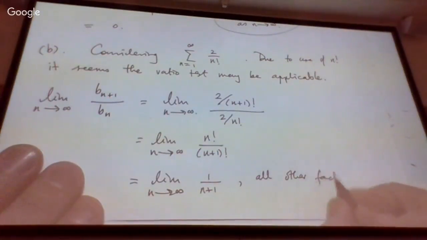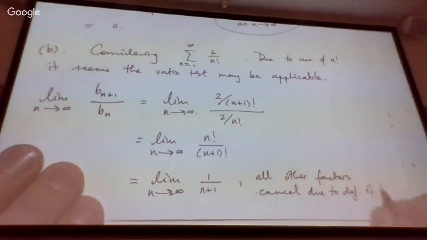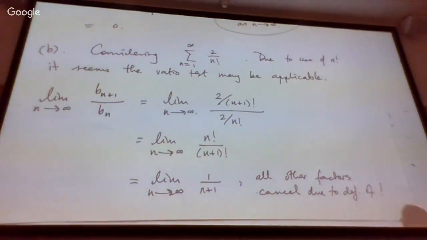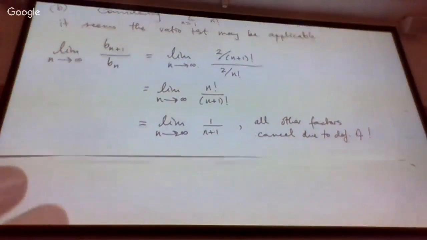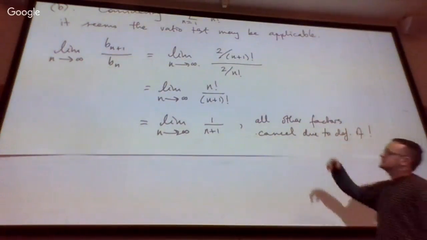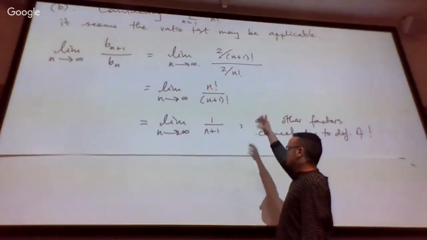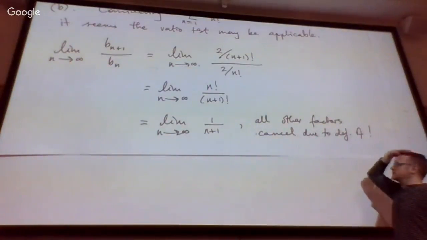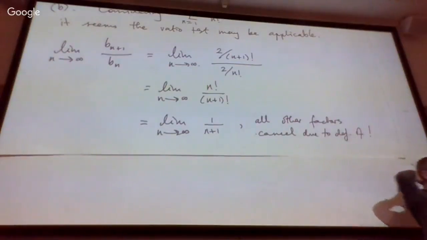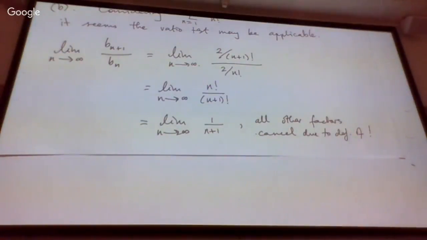So we can say all other factors cancel due to definition of the factorial. Just some kind of little comment to indicate to the reader what has happened. You don't necessarily have to write out, expand the factorials as n times n minus 1 times n minus 2. I mean, you could do that. That's a way to indicate it, but just an appropriate comment like that can do the job just as well.